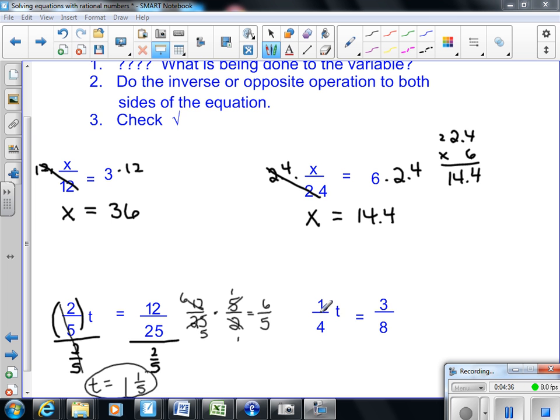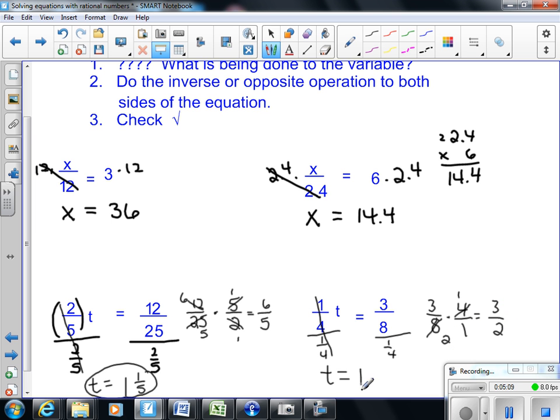Okay, the first step was to ask yourself, what's being done to my variable? He's being multiplied by 1/4. So the opposite of that would be to divide both sides by 1/4. And I kind of draw a big line to show that. Any number divided by itself would be 1. So I'm left with t equals, and over here I have 3/8 times, and I flip the divisor, 4 over 1. Simplify before you multiply, and I get 3/2, which is the same as 1 and 1/2.